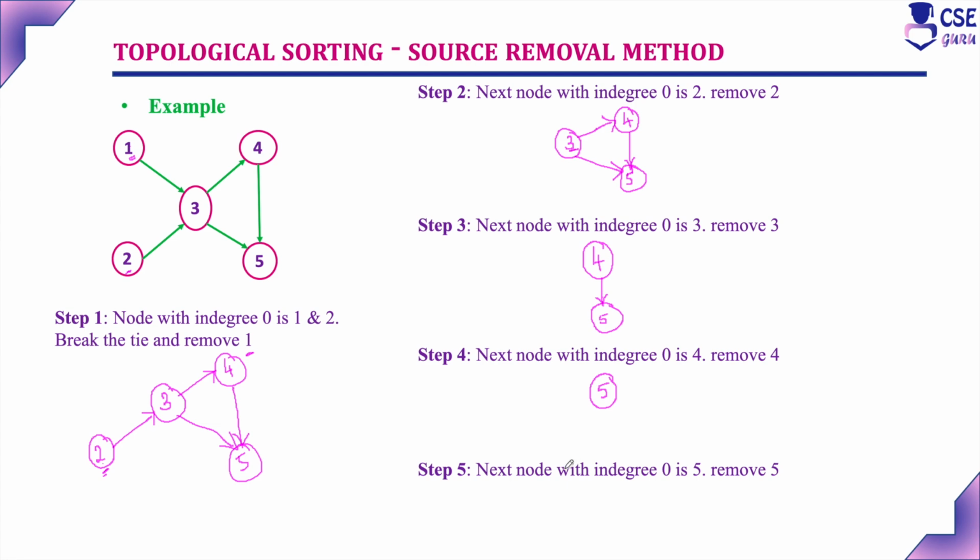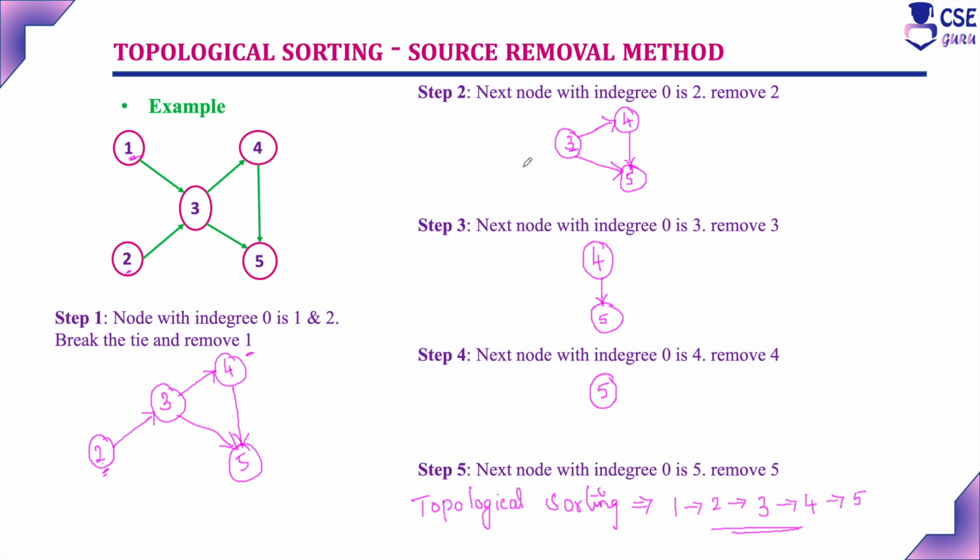Now if you order the removed vertices, you will get the topological sorting, or otherwise the topological sequence; both are the same. So the topological sorting is: first we removed vertex 1, then vertex 2, then vertex 3, then vertex 4, and then vertex 5. So this is nothing but the topological ordering of vertices. This is the topological sorting, the ordering of vertices.